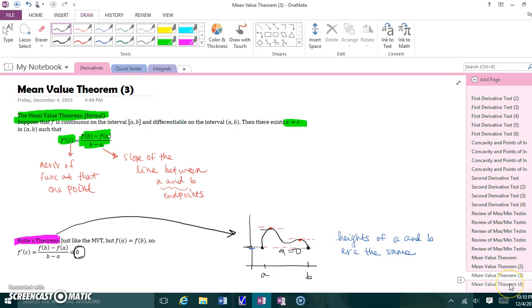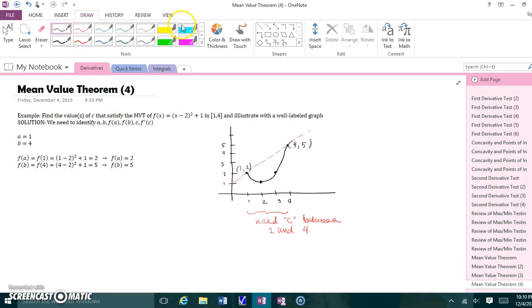I'm going to end with one example here for your notes. We're going to do examples like this in class on Monday to make sure you understand everything. Okay, this is the last page of the notes, this one example here.